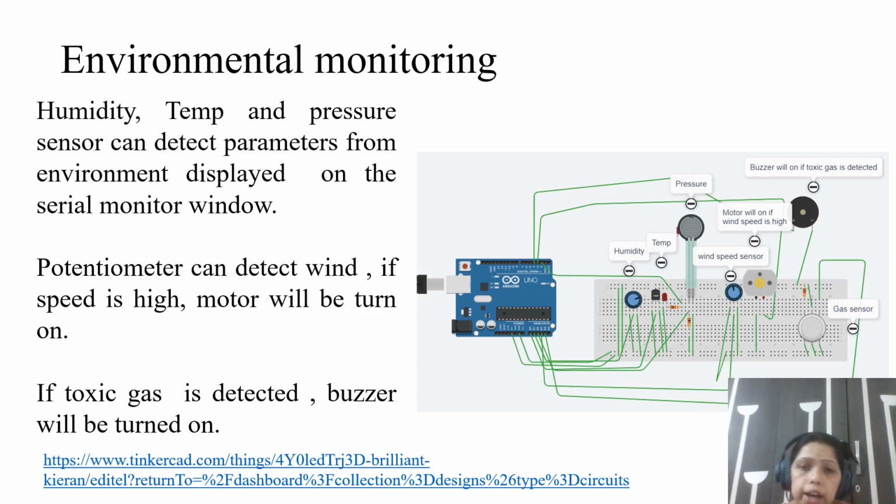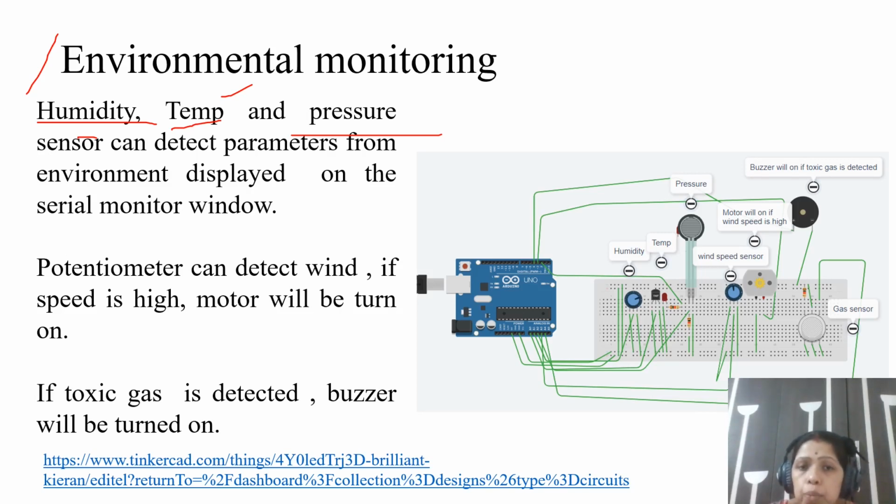In this case, I have used the humidity sensor, temperature sensor, and pressure sensor, for humidity, temperature and pressure. Normally the temperature can be detected by the temperature sensor. You can see the temperature sensor, the black one. And for humidity, as in the last lecture, I have used the potentiometer for measuring the humidity. So you can use one potentiometer for measuring the humidity.